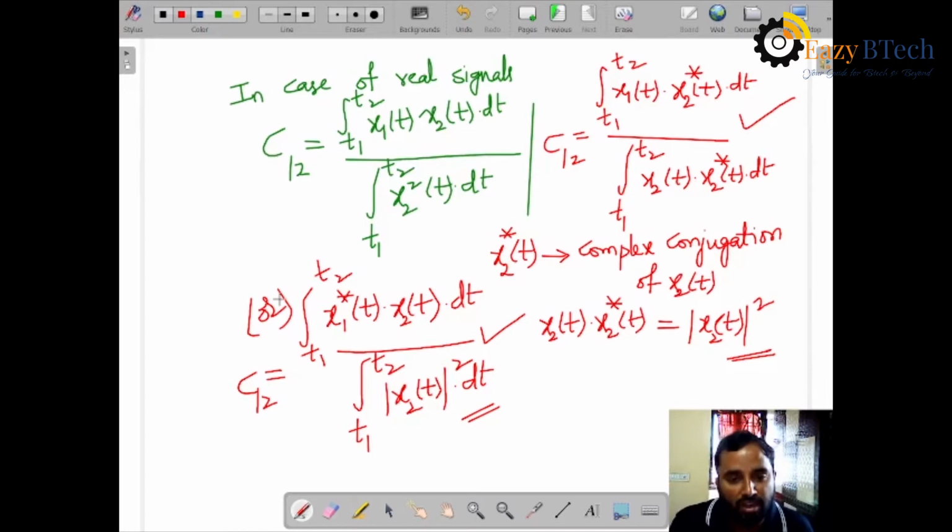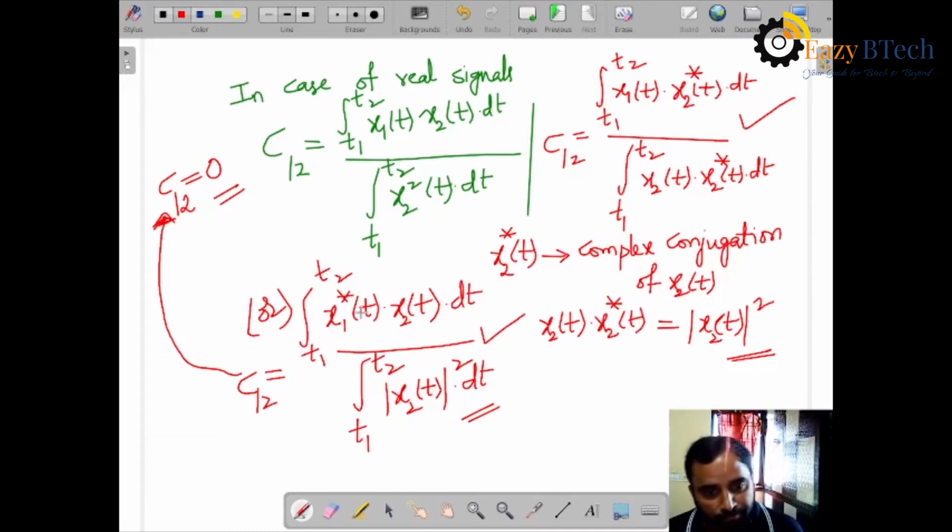Now, what is orthogonality here? Orthogonality of complex signals means what? It depends upon the C12 value. If C12 is equal to 0, then which will be 0? C12 formula, you know, numerator integral, denominator integral. So C12 value 0 means the numerator integral is 0. What is the numerator integral? You can take anyone. Here we have two options. So integral T1 to T2.